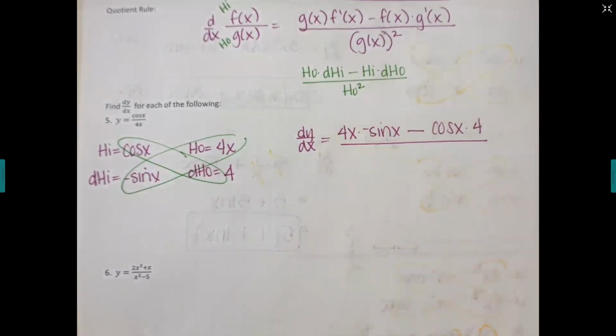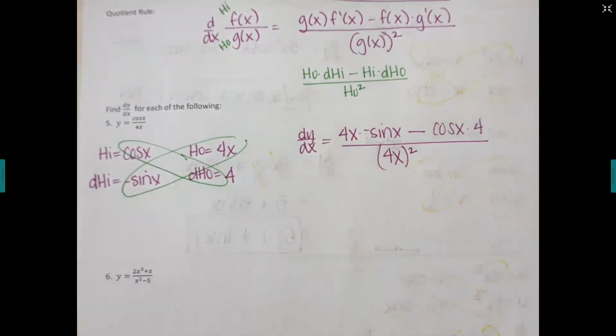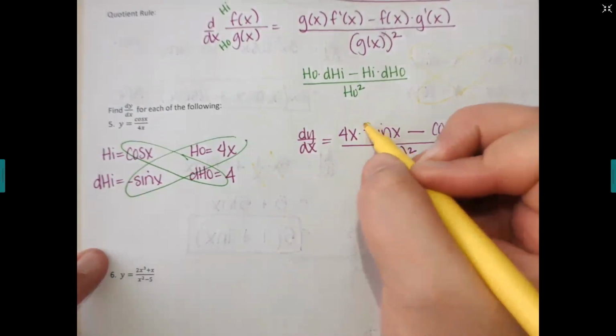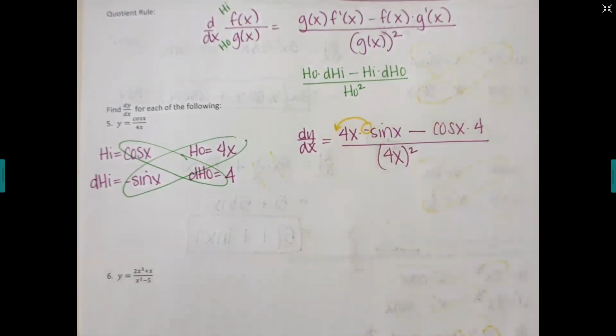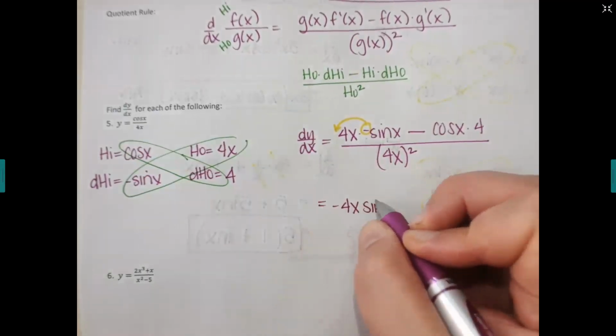All over ho squared, which is 4x squared. Okay, now one thing that I hate that you'll for sure get wrong if you type it in like this: don't put the negative there, just put it in the front. That's really now a negative 4x sine x. Okay, negative 4x sine x.